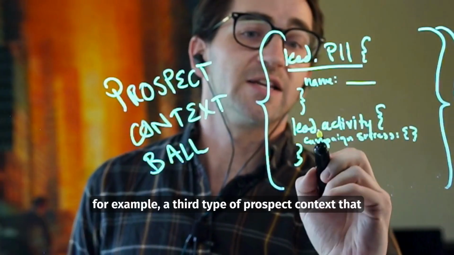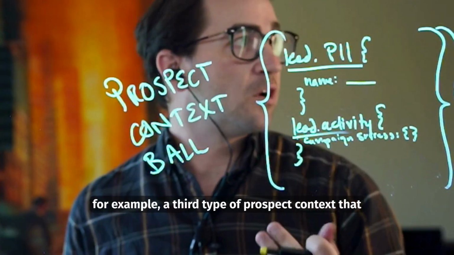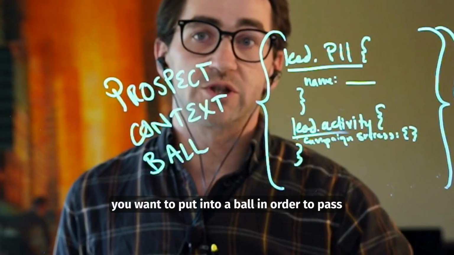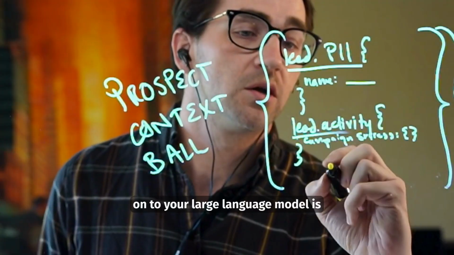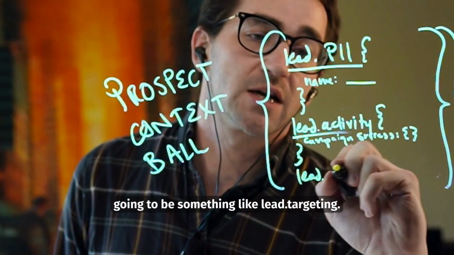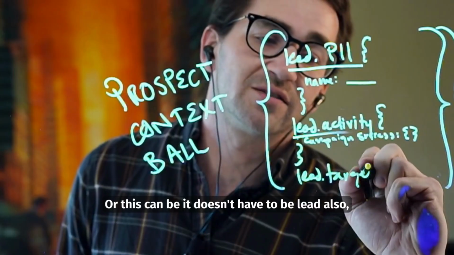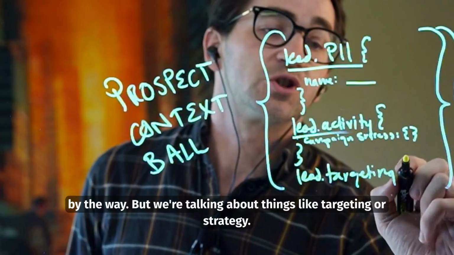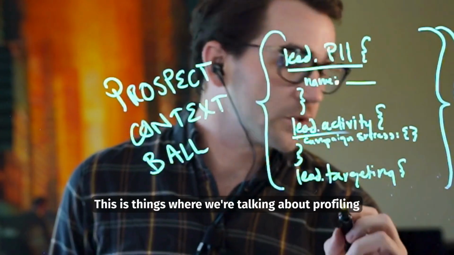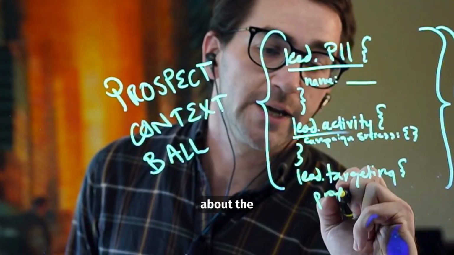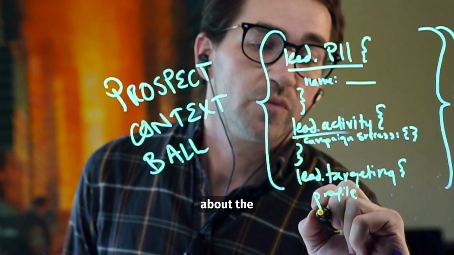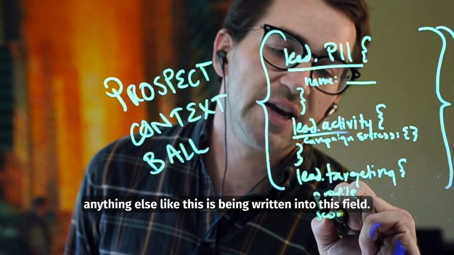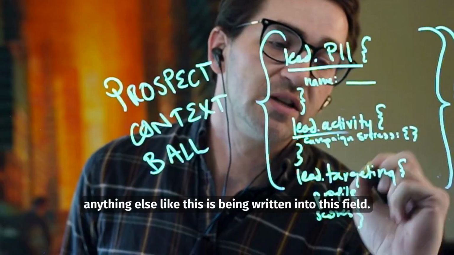And finally, a third type of prospect context that you want to put into a ball in order to pass on to your large language model is something like lead.targeting. It doesn't have to be lead, by the way, but we're talking about things like targeting or strategy. This is profiling: the buyer persona, scores, anything else like this is written into this field.